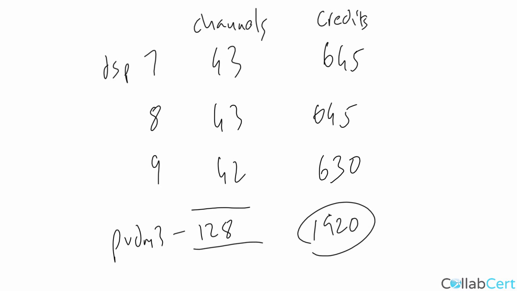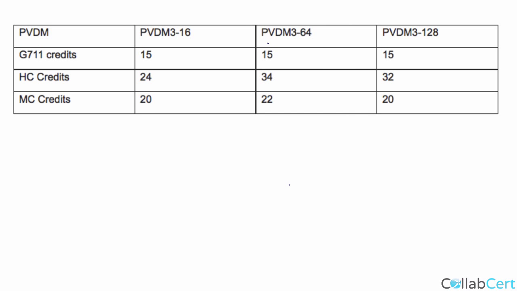Let's go one last table to look at. So we've looked at the number of credits on a PVDM3 16. It's slightly different for a 64. So look at the medium complexity. It was 20, and for the 128 and 256, it was 20 as well. But for a 64, which I don't have, it would use 22 for a medium complexity call. Okay, and the values for high complexity are always different.